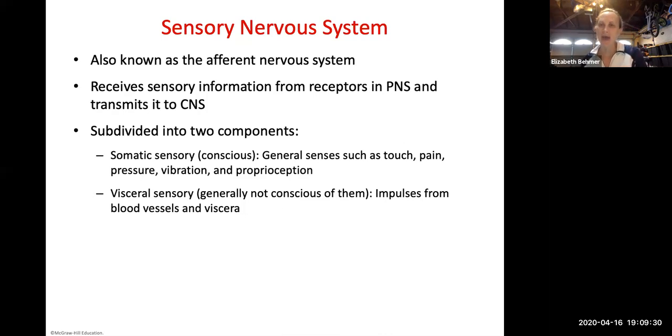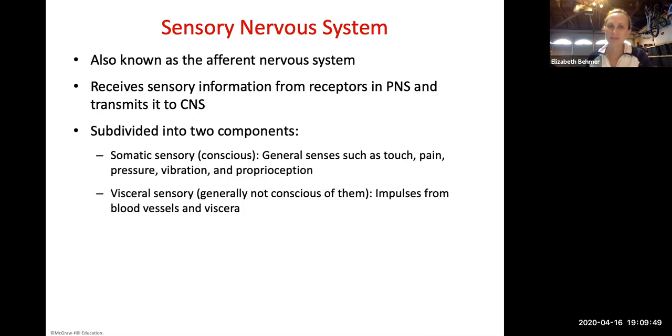The word somatic always has to do with things felt at a conscious level. So these will be things like senses like touch, pain, pressure, vibration, proprioception, which is your body's ability to sense where its parts are in space to each other.